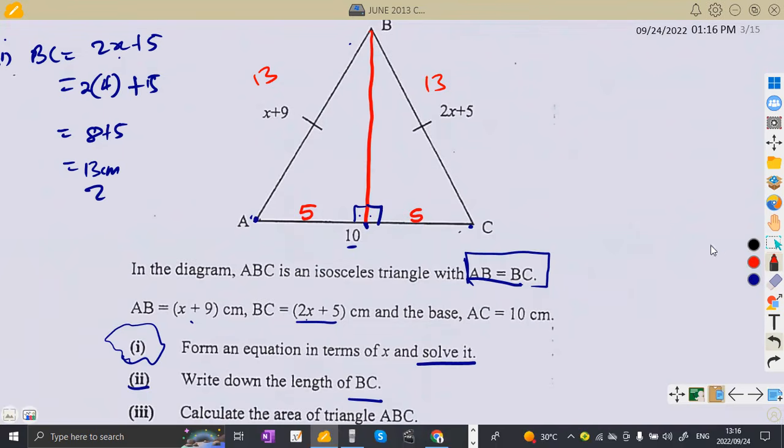So like I said, it's going to be a perpendicular bisector. It divides into two equal parts at 90 degrees. So we are now having, remember we said this is 13, this is 5. So we have to calculate this height, which is the perpendicular height of the triangle.